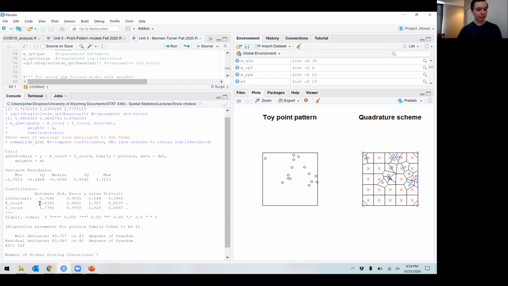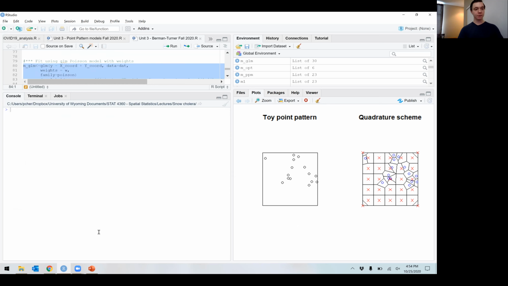X coefficient, GLM produces 1.639. We produce 1.639. GLM produces 1.7766. We produce 1.777. Good. Standard errors, 905, 905, off by that digit. That doesn't matter. These standard errors look really, really good.